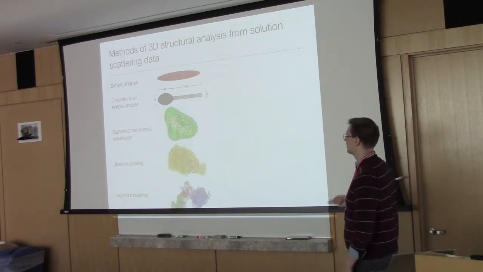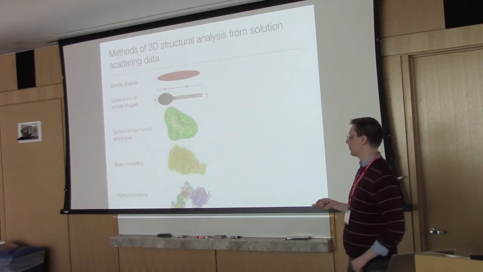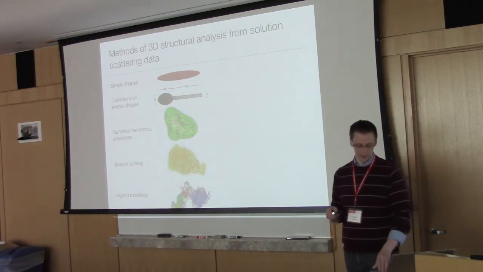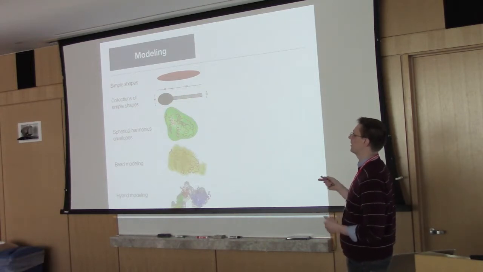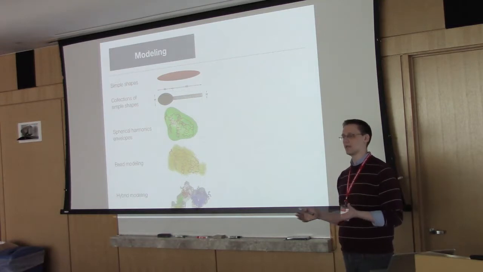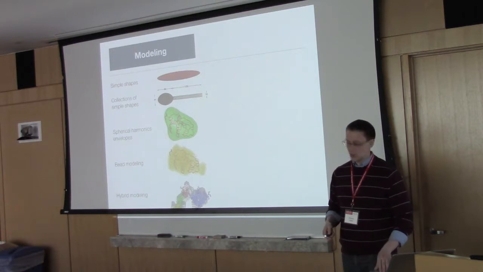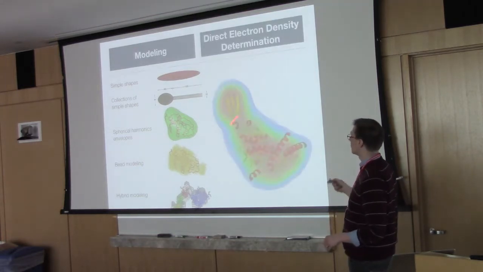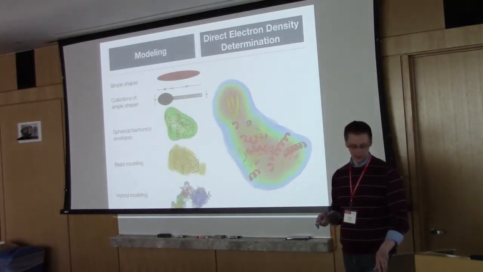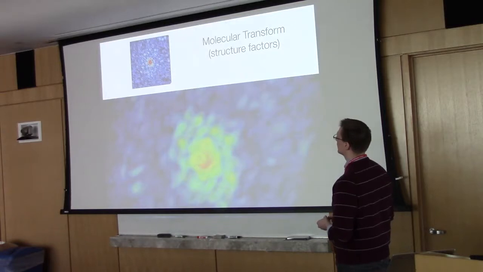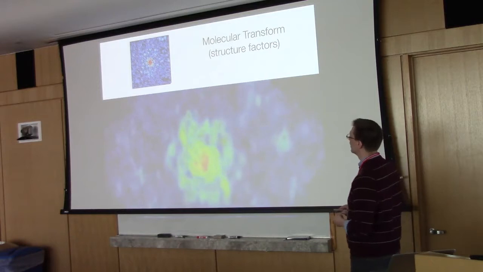And then over the last 2 decades, by now, there's really been a huge advance in terms of hybrid modeling where you can combine all these different pieces of information together. So I would put all this under the heading of modeling, meaning you're generating lots of different models, calculating scattering profiles, and then seeing which one best fits your data. So what I'm going to talk about is how we can directly calculate the actual electron density function from our scattering profile.